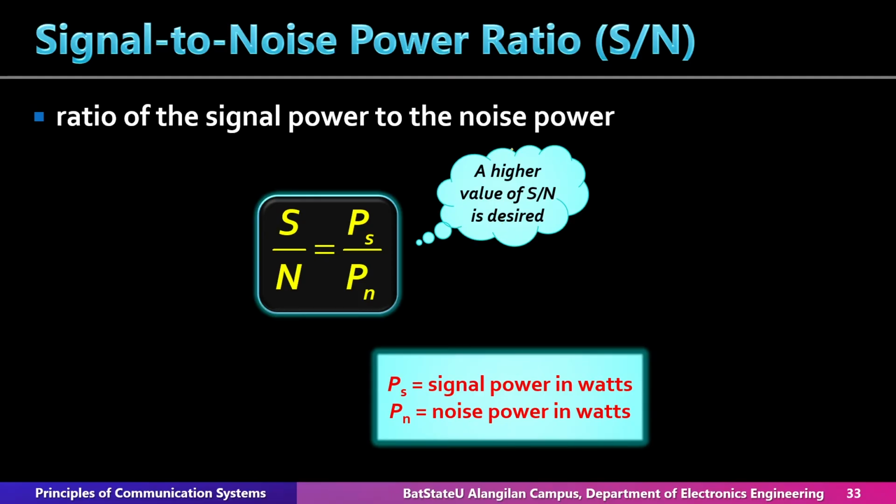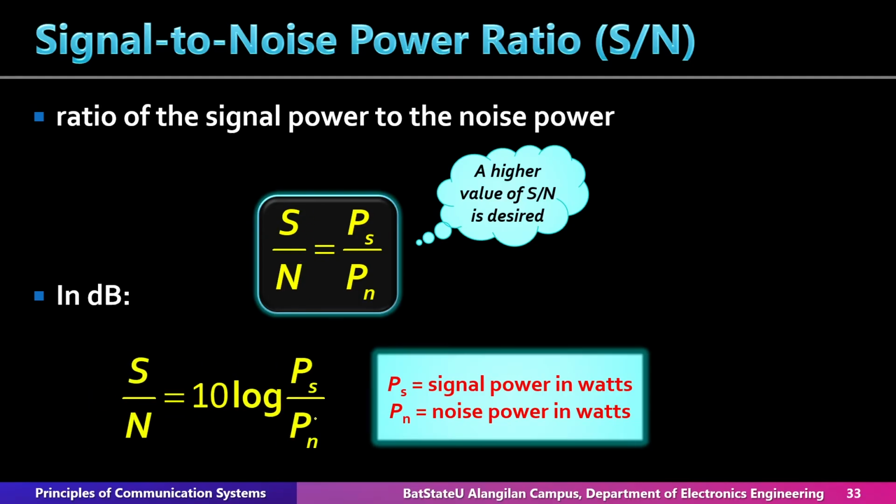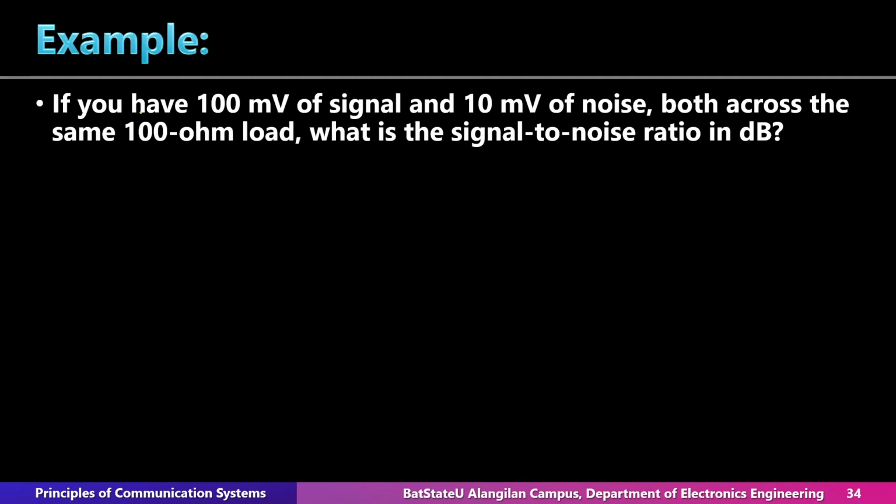Okay? So how do we express the signal-to-noise ratio? The signal-to-noise ratio is unitless. However, it can also be expressed in dB. So how do we express the signal-to-noise ratio in dB? We simply get 10 times the log of the signal-to-noise ratio. So this will give us the dB value of S over N. So tandaan po natin, kapag ito ay ratio, unitless iyan. Kapag po iyan ay logarithmic, siya ay naka-dB. Ano? Let us have our first example.